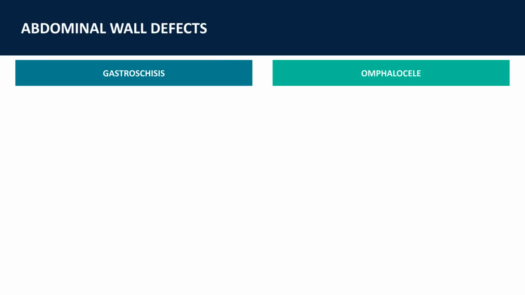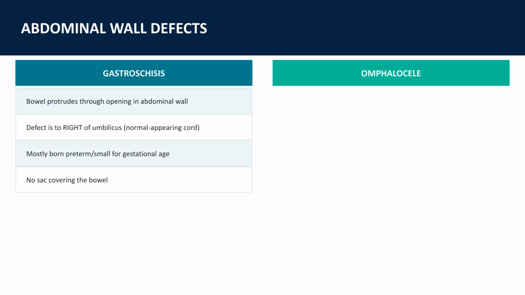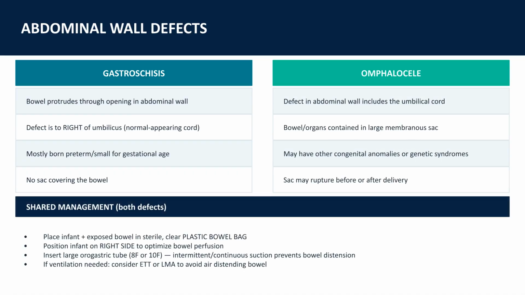We now compare gastroschisis and omphalocele, two abdominal wall defects. Gastroschisis is when the bowel protrudes to the right of the umbilicus, with no covering sac. Omphalocele involves the umbilical cord and has a membranous sac covering the organs, often associated with other anomalies. Shared management involves placing the exposed bowel in a sterile bag, positioning the infant on the right side, and inserting a large orogastric tube for suction to prevent bowel distension.